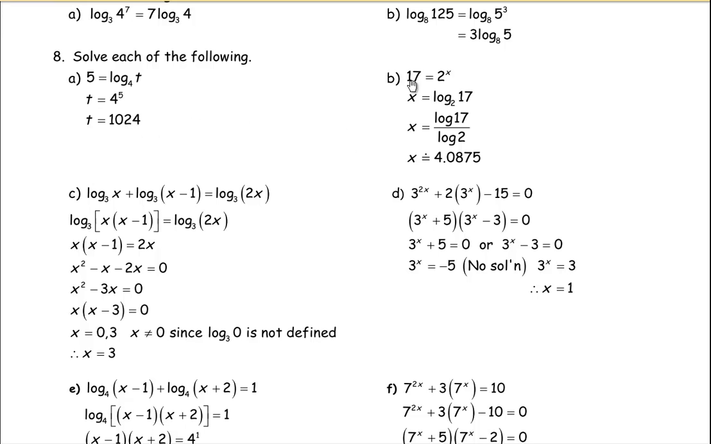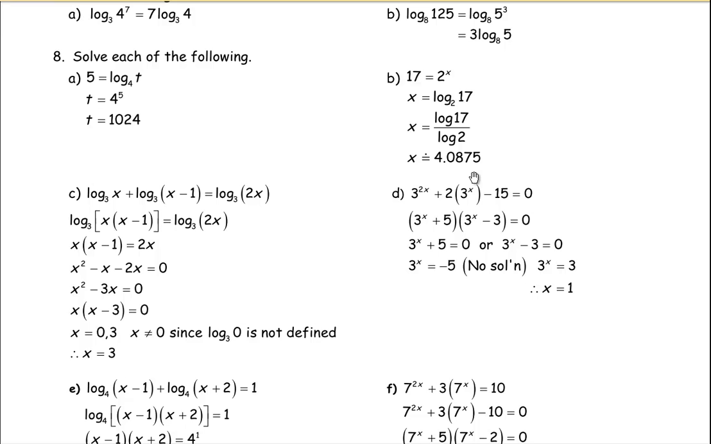For b, in this exponential equation, you can't write 17 conveniently as a power of 2. It's not a nice number like 4 or 8 or 32 or something like that. So we would use logarithms. And so the x in the exponent, when you have an equation with an unknown in the exponent, use a logarithm to solve. So x would equal the log of 17 base 2. And so that's the exact solution.